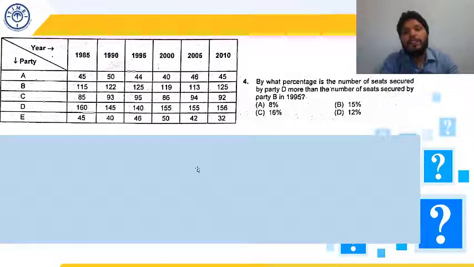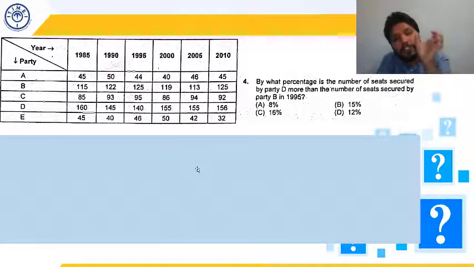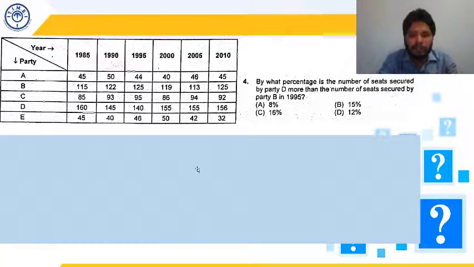Okay, by what percentage is the number of seats secured by party D more than the number of seats secured by party B in 1995? So how much did party D secure more than that of B in 1995? In comparison to B, how much more did party D get? So we have to compare it by B. So B will come in the denominator. And what has to be compared? Their difference. How much more did D get as compared to B? So their difference divided by B into 100% is going to be my answer.